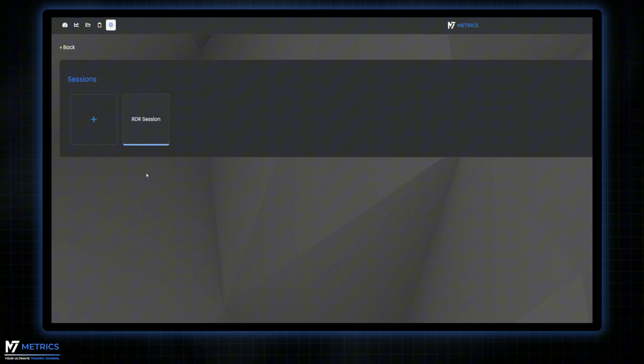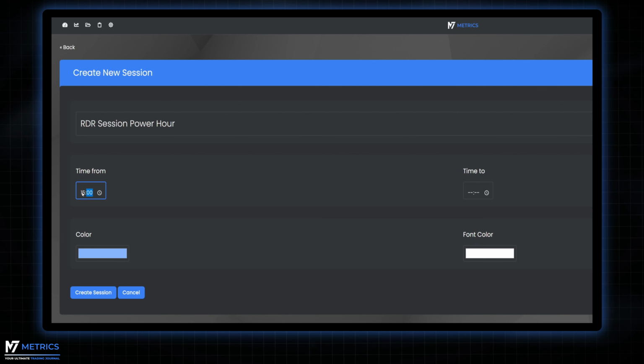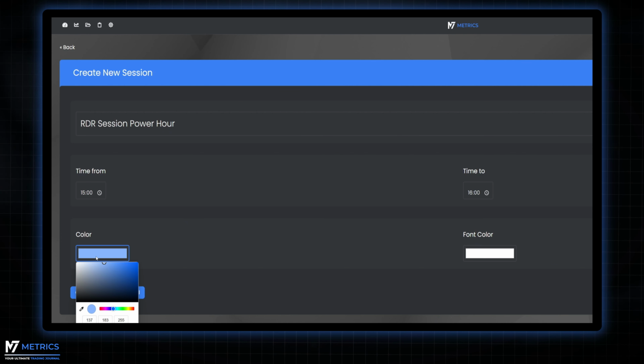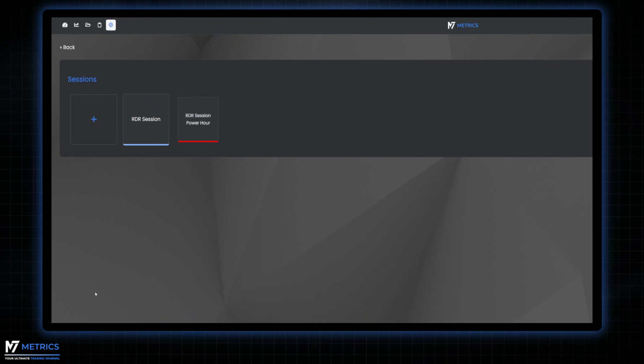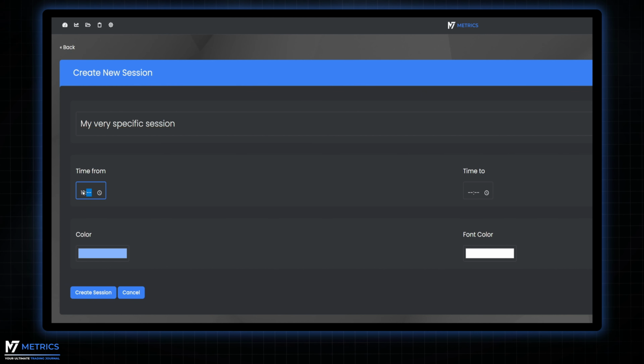If you're only trading a specific time window within the RDR session, let's say the last hour, then you can name it RDR Session Power Hour, for example, and input 3 p.m. until 4 p.m. as its time window. Trading a different strategy? No problem at all. Just customize the session name and time window accordingly. You can create as many as you need.